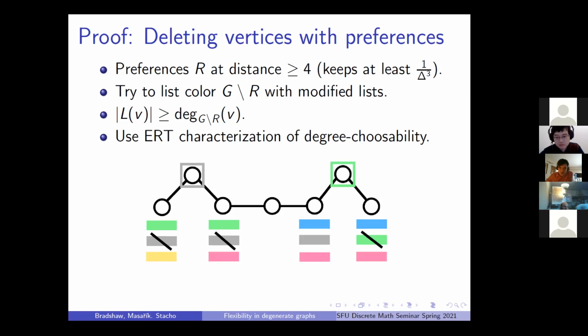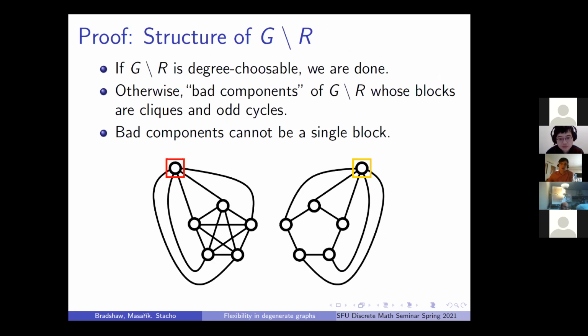I realize this proof is a lot, so I'll try not to get into too much detail to bore everybody, but I still want to give a nice explanation of what we did. What we're interested in is seeing if G minus R is degree choosable and seeing if we can give G minus R a proper list coloring. So we would like to determine some things about the structure of G minus R.